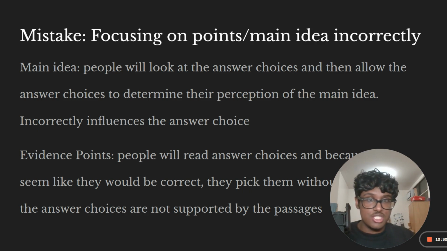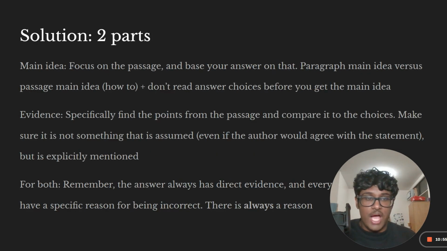And similarly, this is true for evidence points, right? For main idea, you look at evidence of the passage and find what the main idea is. For the evidence points question, where it wants you to just find evidence for a certain idea, right? People are going to read the answer choices, and because those answer choices seem like they would be correct, as in the author would potentially agree with that answer, they pick them without realizing that it's not explicitly supported by the passage. It's not explicitly stated that that's true. Okay, so how do we combat this?